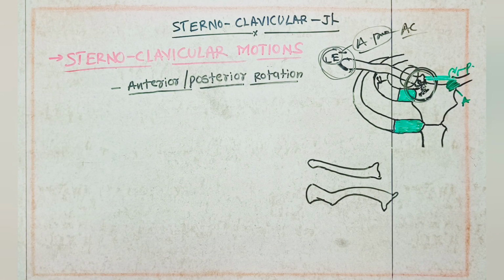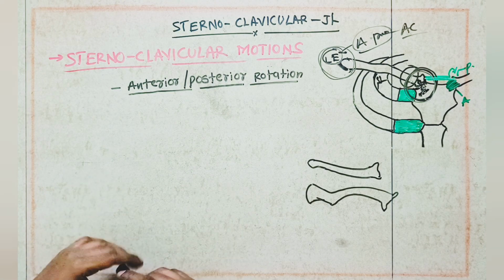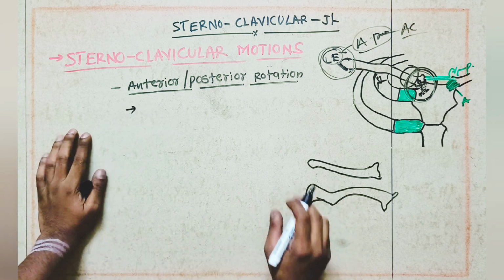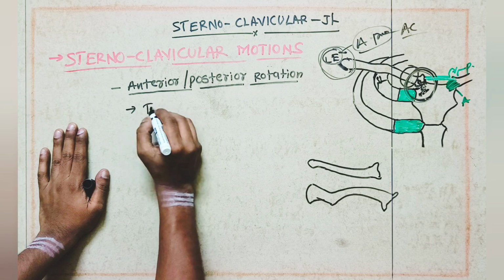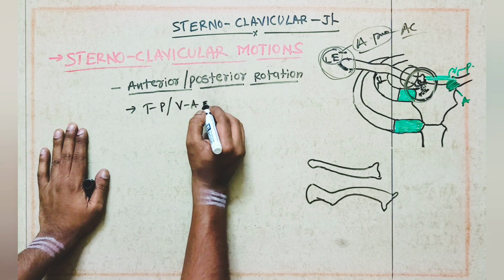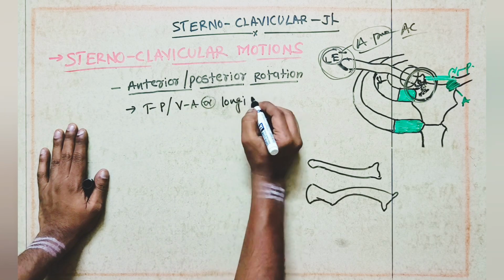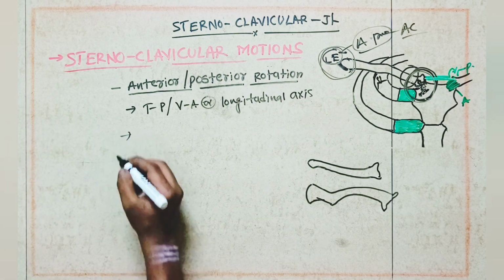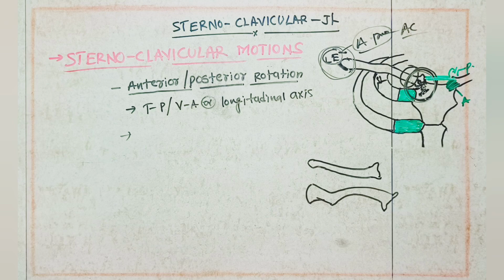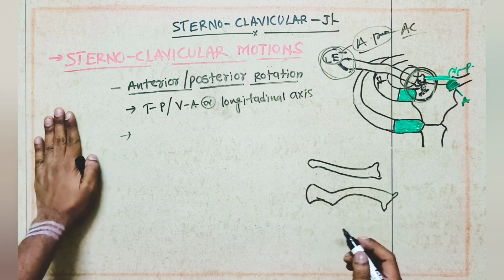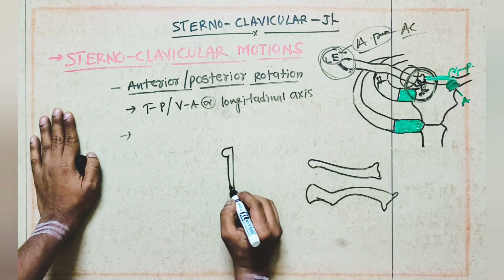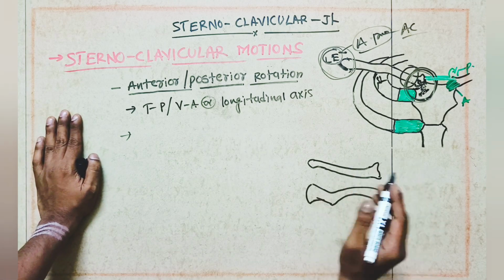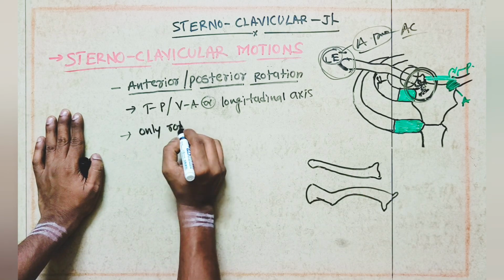Now we'll see the last movement, anterior posterior rotation of the clavicle in the sternoclavicular joint. These anterior posterior rotations will happen in the transverse plane and vertical axis. Vertical axis is also called the longitudinal axis. Okay, now we'll see rotation. The clavicle bone will rotate as an entire bone. If you see other long bones, suppose humerus, it can rotate at this end and at this end. But clavicle is not like that. It has only one rotation.